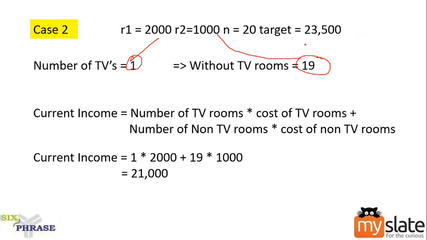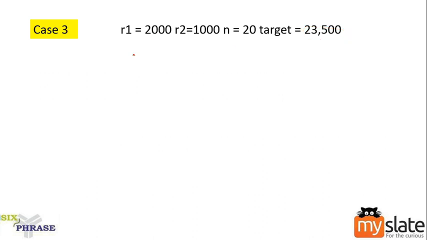But your target was 23,500. So I know that I'm not getting my target yet. Yes, my target is 23,500. When I buy one TV, target is not achieved. The value is less than target. 21,000 is less than target. So what do you understand? One TV is not enough. Buy one more TV. Make it two TVs. Okay. So next case we are going to consider we have two TVs. Clear? Because with one TV I can't reach the target. So I'll make it two TVs.